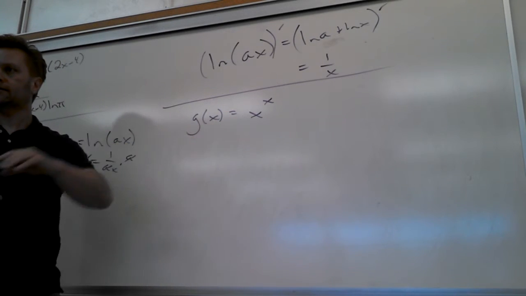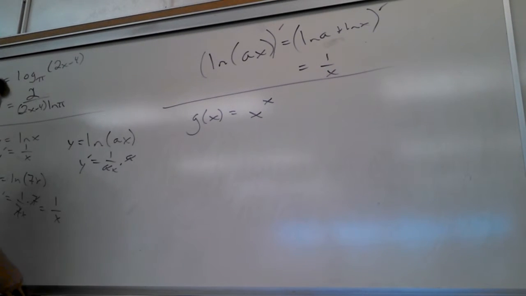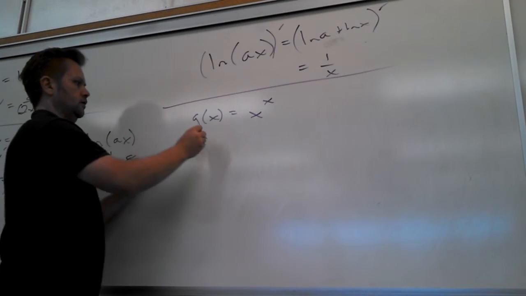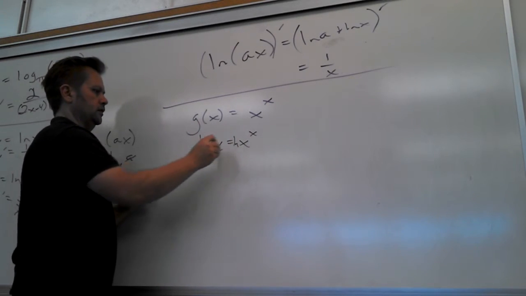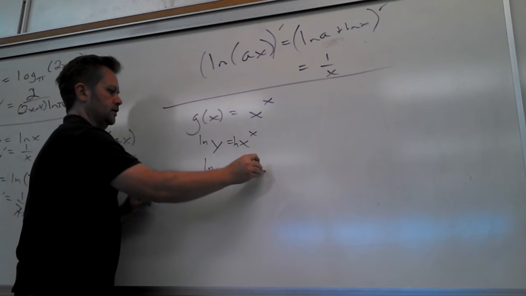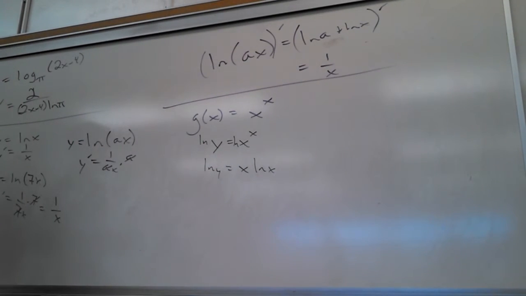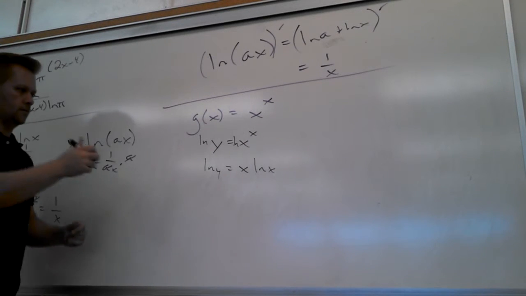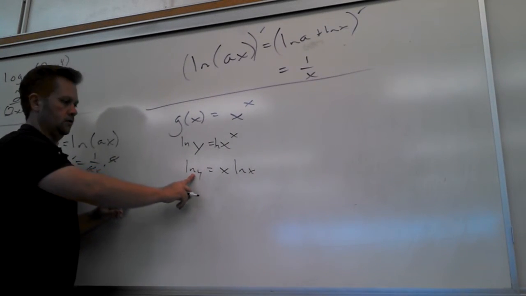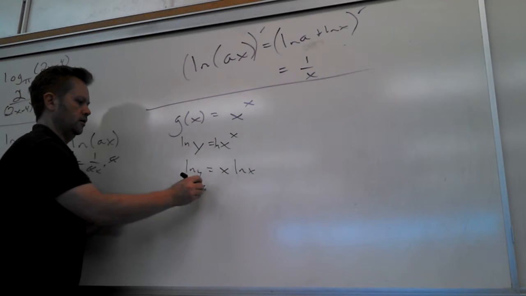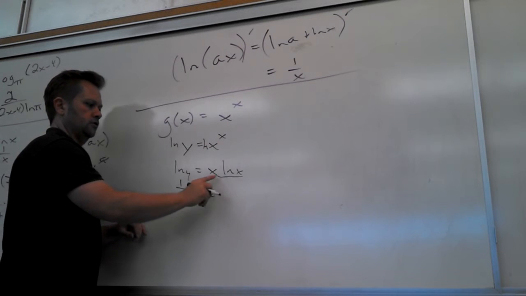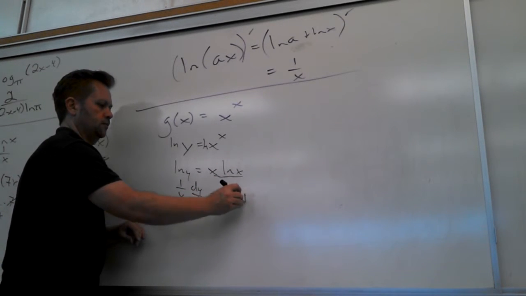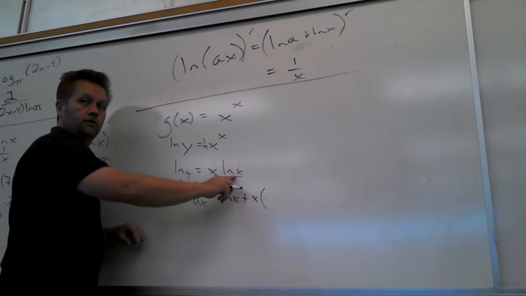Who remembers how I take this guy's derivative? Call this y. And then take what now? The natural log of both sides, so then I get natural log of y equals x ln x. Then I take the derivative. Derivative of ln y is 1 over y times dy/dx. And what do I have to use here? Product rule. So the derivative of x is 1 times ln x plus x times the derivative of ln x.